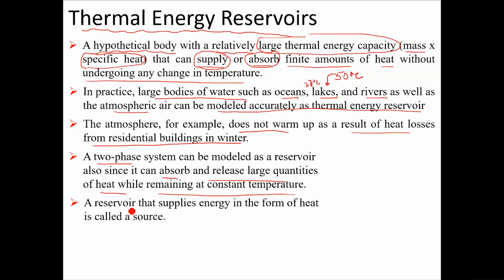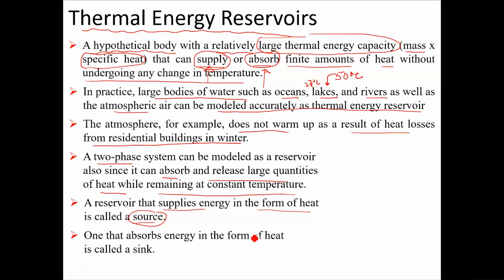Now, we are looking into the categories of the reservoir. A reservoir that supplies energy in the form of heat is called a source, obviously a thermal energy reservoir. We said that it could supply energy or it could absorb energy. So the one that supplies energy in the form of heat is called the source, and the one that absorbs energy in the form of heat is essentially called the sink.